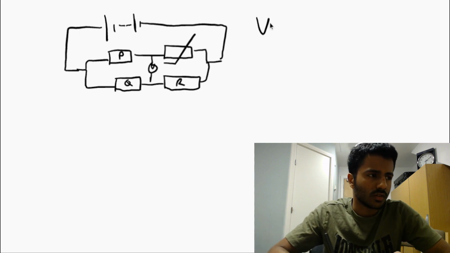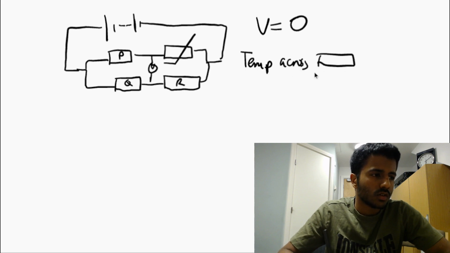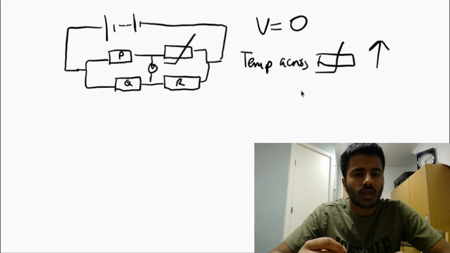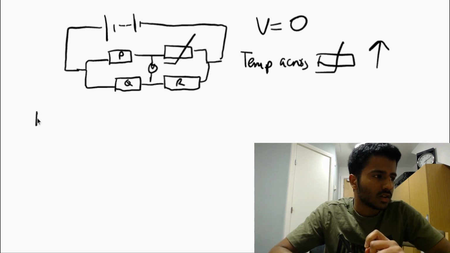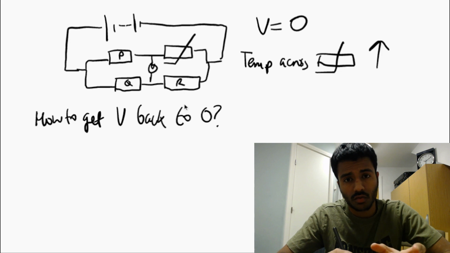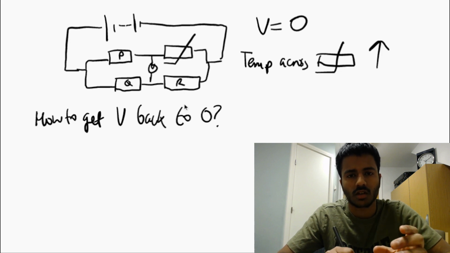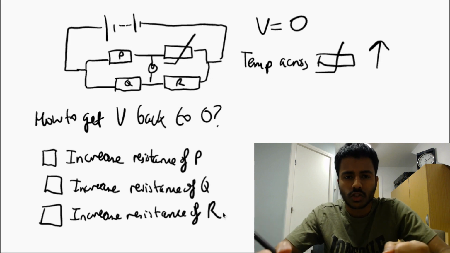Initially you're told that the voltage reading on the voltmeter is equal to 0. And now you're told that the temperature across the thermistor increases. And you're asked to make a change in order to get the voltage reading back to 0. I'm going to give you a few options, and I'll give you some time to think about which one is correct. I advise you to pause the video and calculate and decide which you think the answer is.